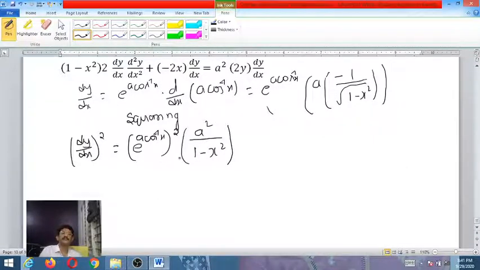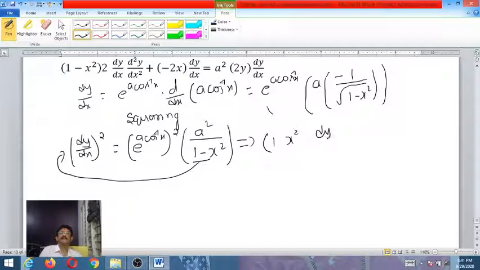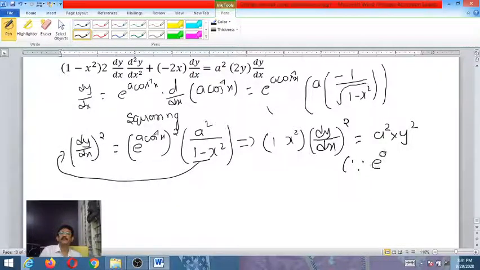Now cross multiply this one. This denominator is multiplied here. So this implies we have 1 minus x square into dy by dx whole square is equal to a square into y square. Why is it y square? Because e power a cos inverse x is nothing but y. It is given.